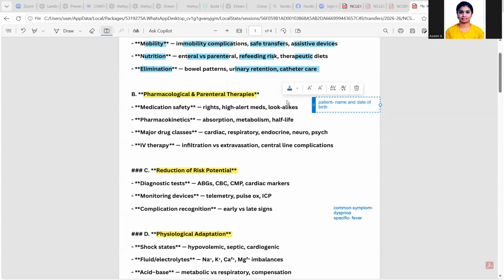And one more thing, if a patient has missed any dose, what will you do? If the client has not taken the drug on time, or the nurse has not administered the drug on time because it was a busy schedule, what will you do next?